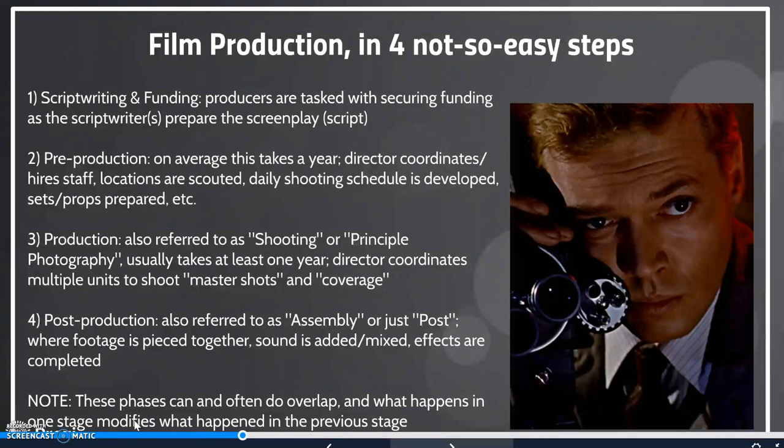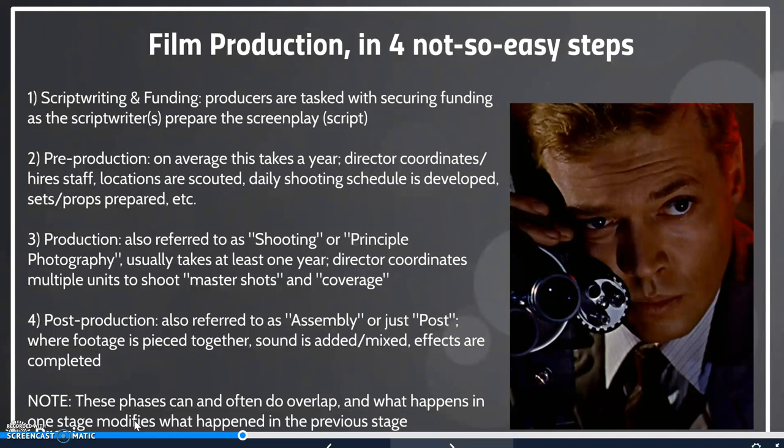So I don't want you to think of these 4 phases as a linear timeline of how a film is put together. It's more like it circles back on itself. All 4 of these things by the time the film is finished are completed, but they don't necessarily happen one at a time and chronologically. It's a little bit more complicated than that.